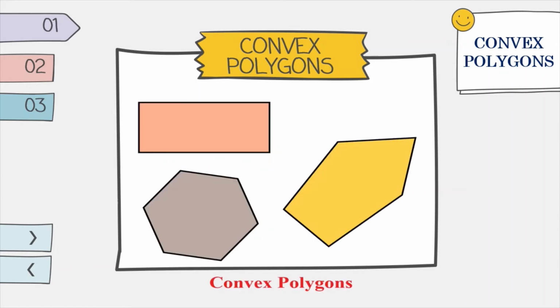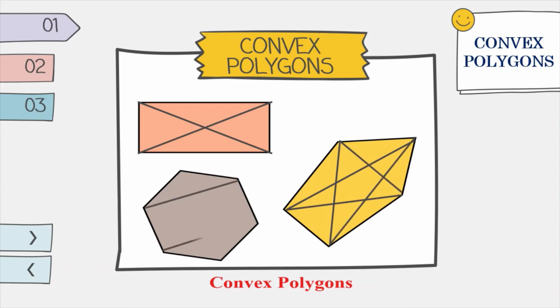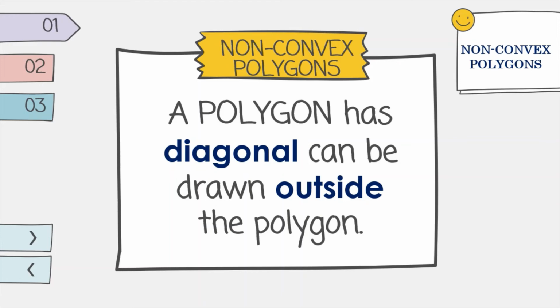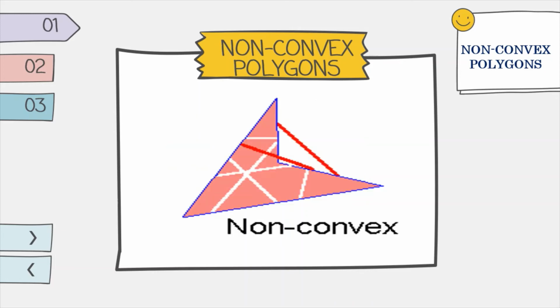For example, this one. Kapag nilagyan natin siya ng diagonal, walang diagonal na mabubuo sa labas. Lahat ay nasa loob ng polygon. Kapag naman sinabing non-convex polygon, ayan naman yung polygon na may diagonal na magagawa sa labas ng polygon. For example, this one. Yan po yung may mga hindi siya straight. Kumbaga, may parang kuweba. Okay? May cave. Kaya concave din ang tawag sa kanila.